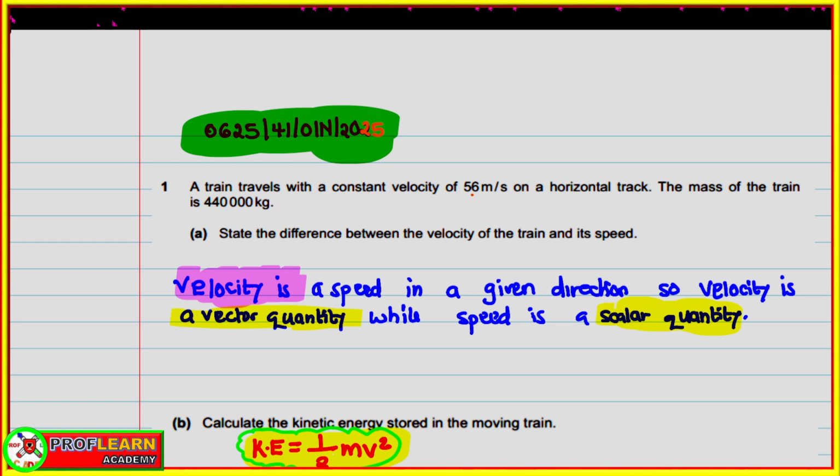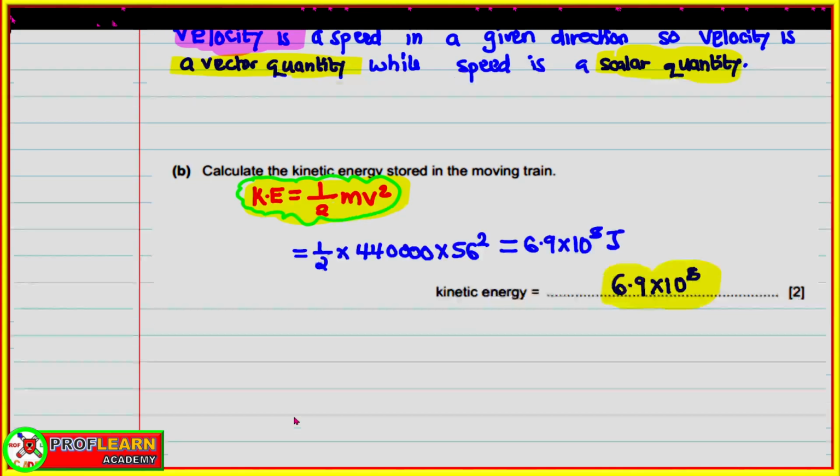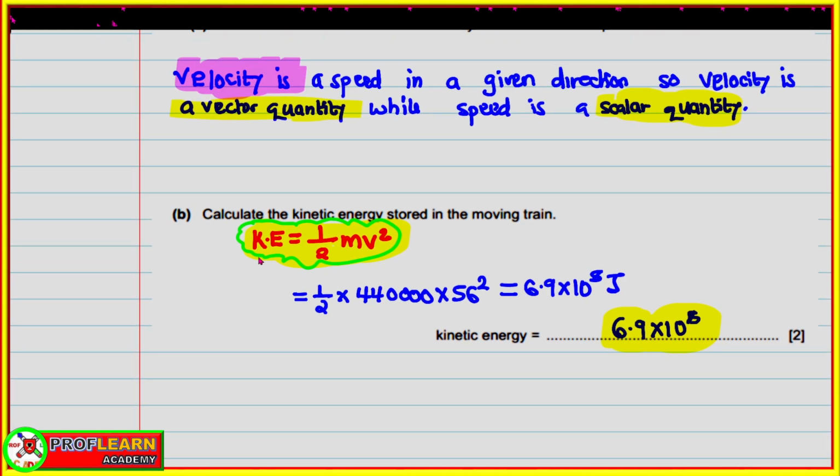We need to look at part B, and in part B you are being asked to calculate the kinetic energy stored in a moving train. So what you ought to remember here is that kinetic energy is equal to half times mass times speed, velocity squared, or speed squared. So if you substitute that into the formula, you are going to get the kinetic energy stored to be 6.9 times 10 raised to power 8.